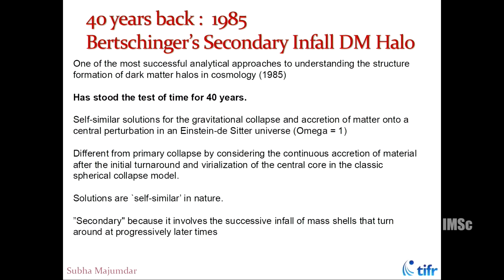And the idea over here is that there are self-similar solutions of gravitational collapse in an omega equal to 1 universe. You can do it for a smaller omega universe. The laws will be slightly different. And it's different from primary collapse because it includes accretion of material. So outside the virial radius, there is an accretion of material, and that differs. Solutions are self-similar in nature.